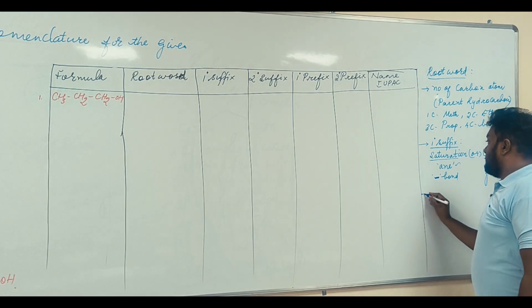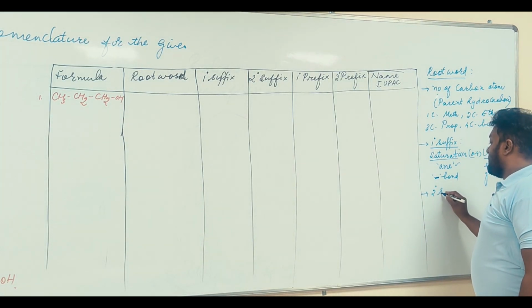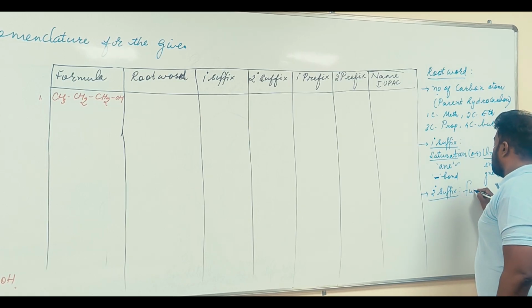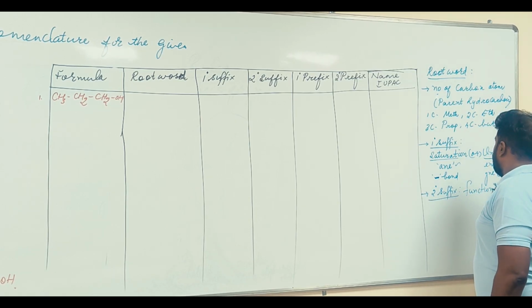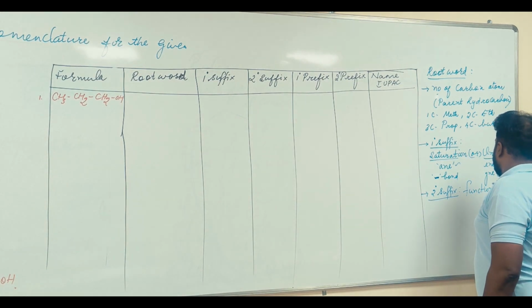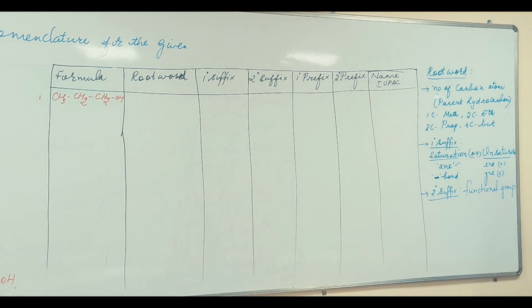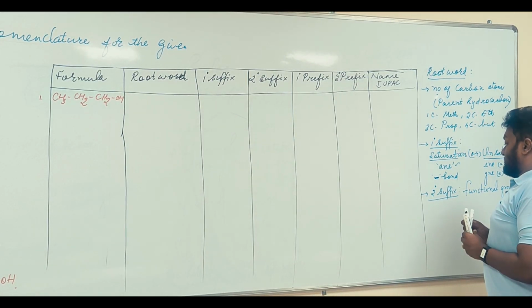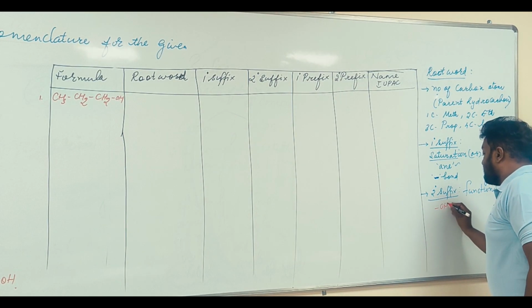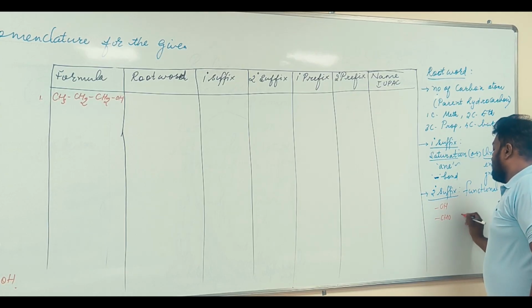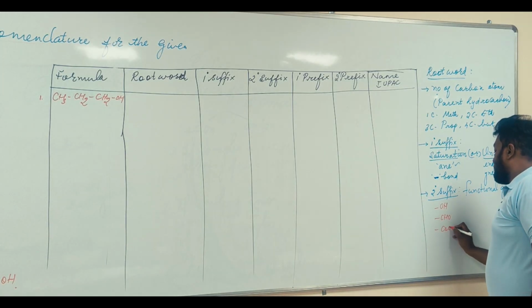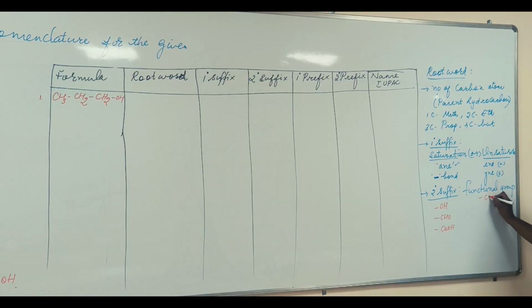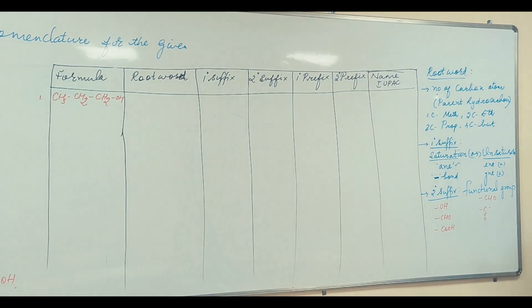Now, the third one is the secondary suffix. What does the secondary suffix imply? It indicates the presence of the functional group. For example, if alcohols are present, bond OH, then bond CHO, then bond COOH, then bond C double bond O. Like this, the compounds are there.